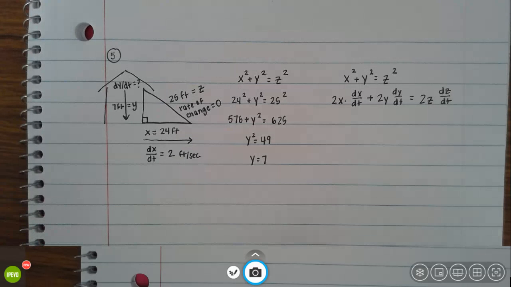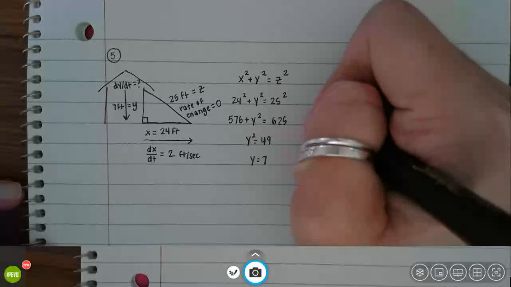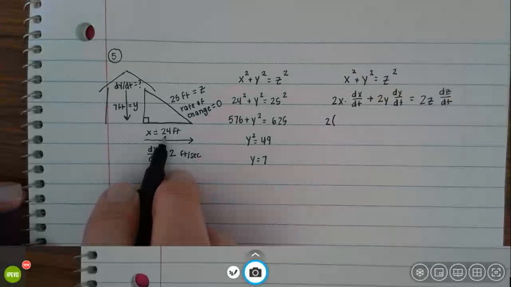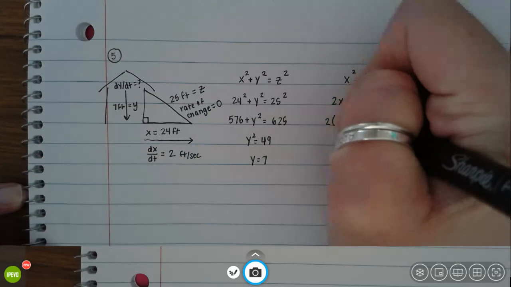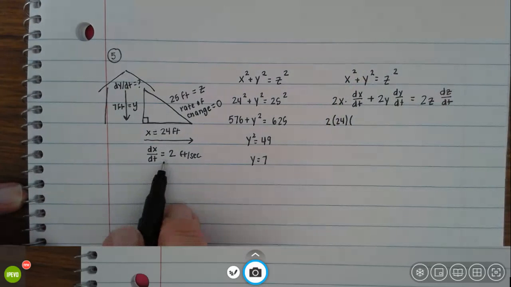So then I'm going to fill in what I know. So I've got a 2. I'm going to multiply that by my x distance of 24. And I'm going to be multiplying that by the rate of change of x of 2.